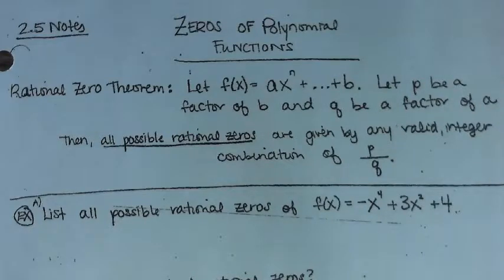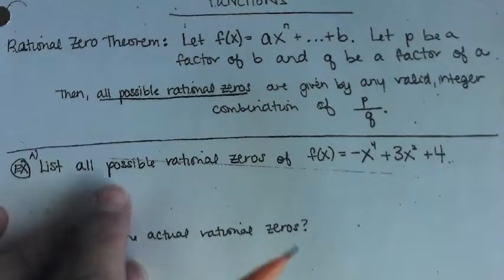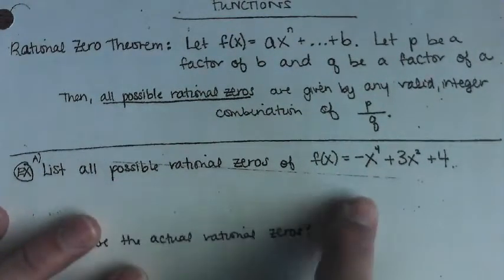I'll come back with the rational zero theorem. I think this might be easier to teach via the first example. Okay? List all possible rational zeros of a function.